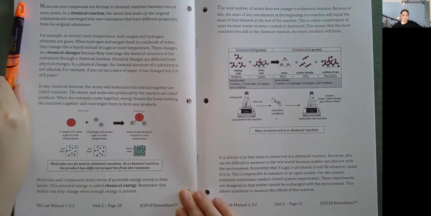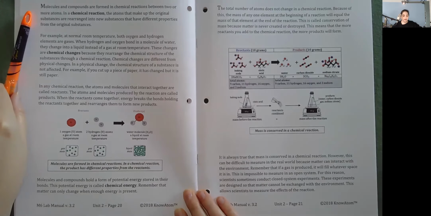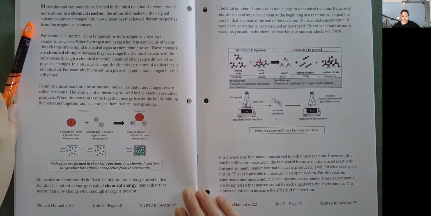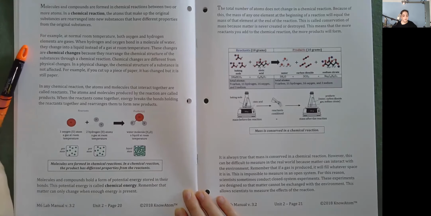Molecules and compounds are formed in chemical reactions between two or more atoms. In a chemical reaction, the atoms that make up the original substances are rearranged into new substances that have different properties from the original substances. For example, at normal room temperature, both oxygen and hydrogen elements are gases. When hydrogen and oxygen bond in a molecule of water, they change into a liquid instead of a gas at room temperature. These changes are chemical changes because they rearrange the chemical structure of the substances through a chemical reaction.